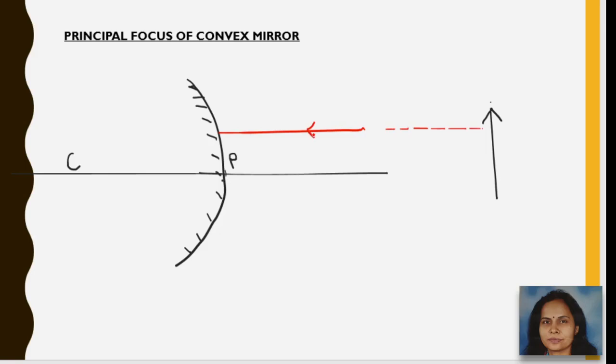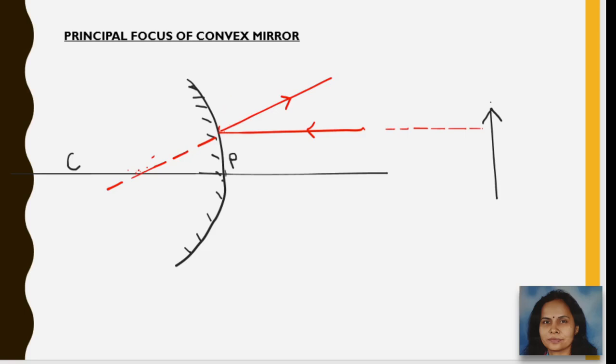Let's put an arrow here. So after hitting the reflecting surface of the convex mirror, it will go in such a direction that if I take it in the backward direction, it will pass through a point on the principal axis, right? Now you need to take care while drawing this that this line should be a straight one. There should not be any bending here, right?